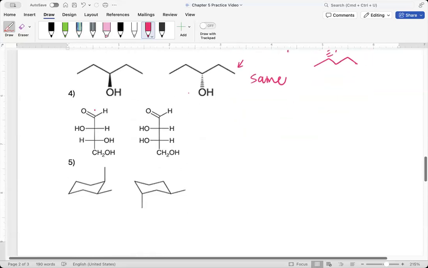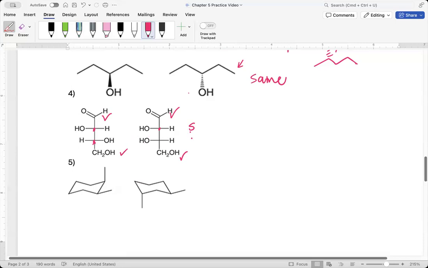Okay, the next one on the Fischer projections, it's pretty easy to check if these are enantiomers or diastereomers. First, I just want to make sure that the groups at the top and the bottom are the same. So I've got the aldehyde, I've got the CH2OH, that's good to go. Now all I'm going to do is look at the chiral centers. On the first chiral center, there's an OH on the left. On the right, there's an OH on the left. So these ones are the same. On the second chiral center, there's an OH on the right and an OH on the left. So those ones are different.